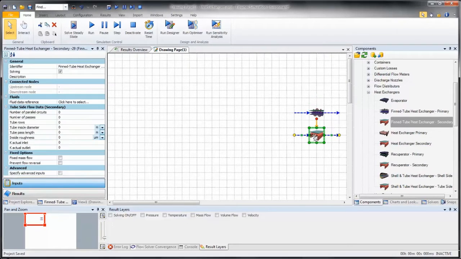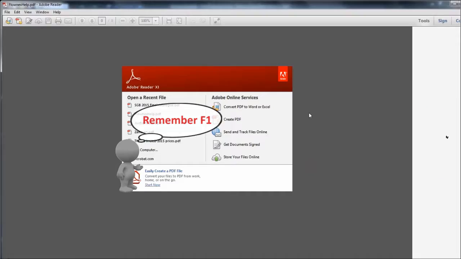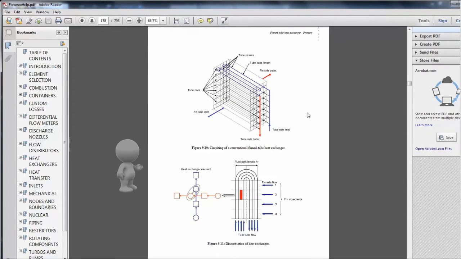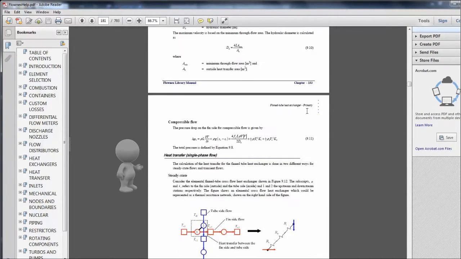On the secondary side, we need to specify the tube side layout and its geometry. And remember that you can press F1 to get more detailed information on the input specification and underlying theoretical principles on any component.